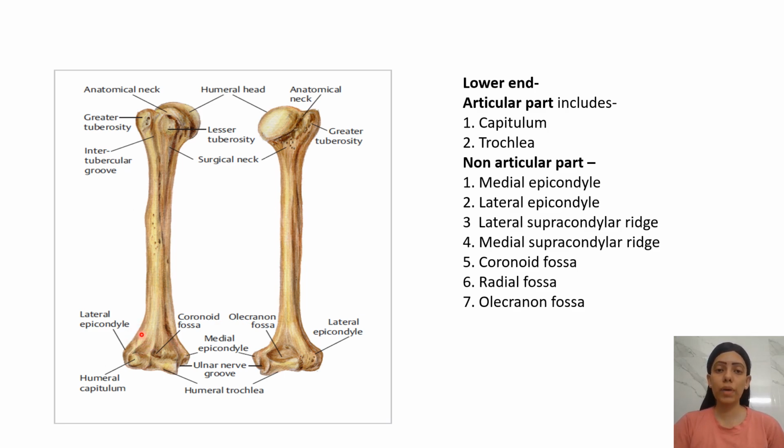Then there is a sharp lateral margin just above the lower end. Here is a sharp margin laterally, which is known as the lateral supracondylar ridge. And here, medially, is the medial supracondylar ridge.